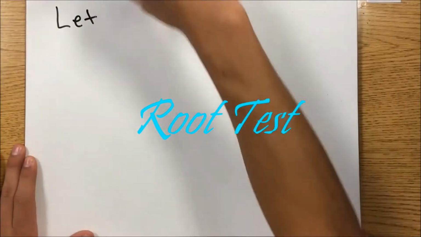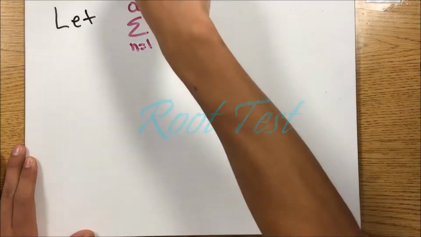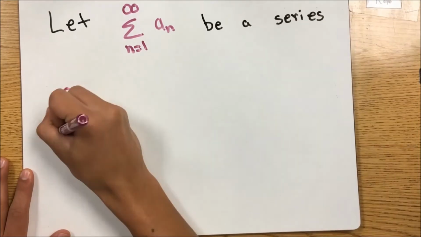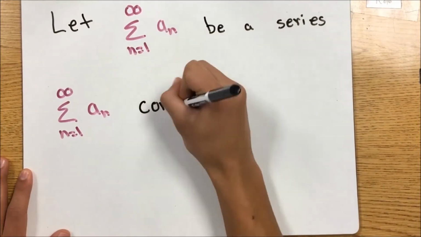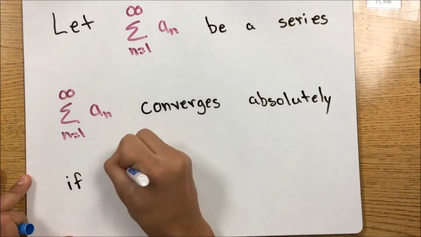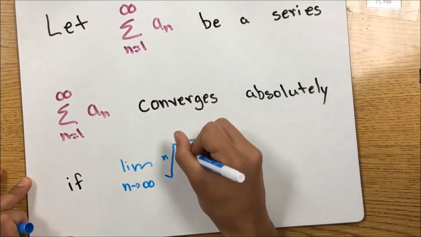Today we'll be going over the root test for series. The root test for series states that when we let the summation of a sub n be a series, the series of a sub n will converge absolutely if the limit as n approaches infinity of the nth root of the absolute value of a sub n is less than 1.